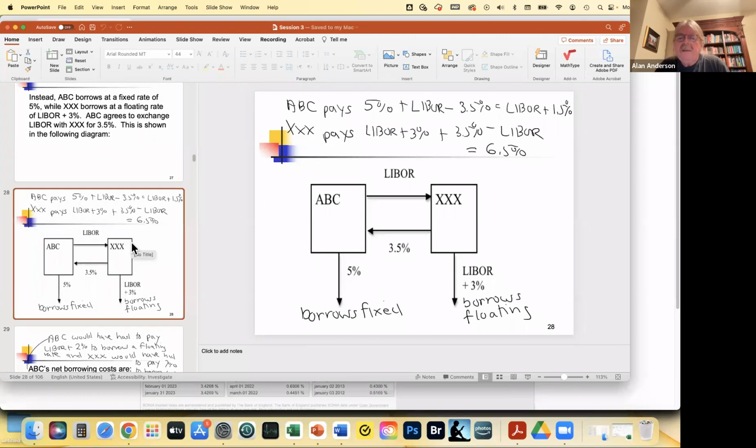So ABC borrows the fix at 5%, XXX borrows LIBOR for 3%. Now they come to an agreement with each other, and this is what you were talking about. They have to agree to a rate at which they trade these funds that will benefit both of them. But it isn't necessarily going to be equally advantageous to both. For example, by agreeing to trade LIBOR for 3.5%, the net cost to ABC is LIBOR plus 1.5%, and the net cost to XXX is 6.5%.